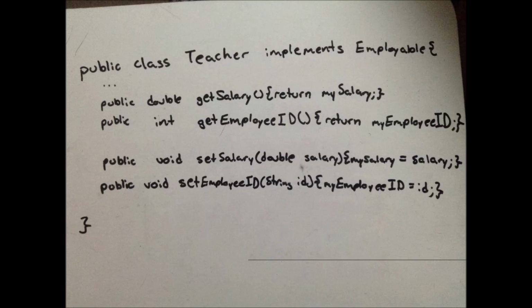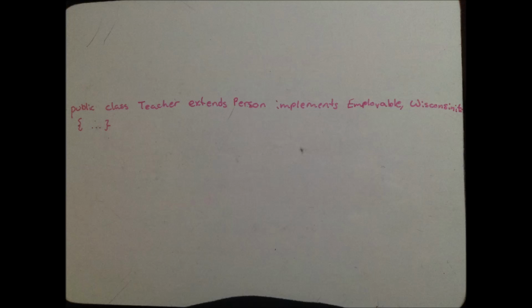To implement an interface, the class must implement all of the methods and attributes defined in the interface. In our example, the shared methods of the Employable interface will be implemented in the teacher class. An interface consists of a set of methods without any associated implementations. A class implements an interface by defining all attributes and methods defining the interface. Implements is a reserved word. A class can implement any number of interfaces.